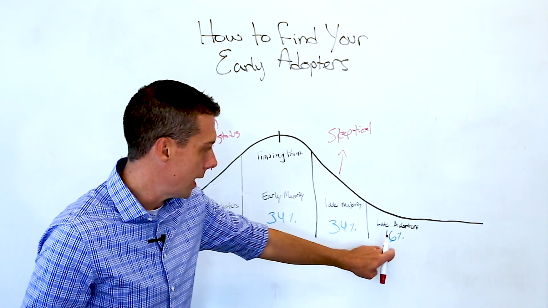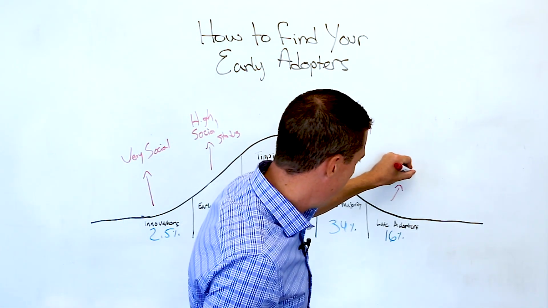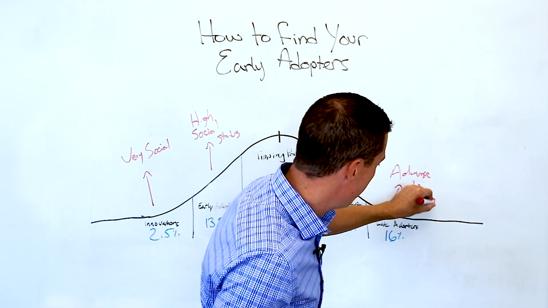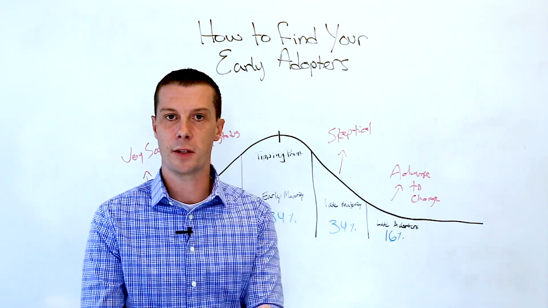The last group here, the late adopters, these are the folks in most cases that I list as being adverse to change. So these are the groups who are saying, you know what, I've been doing it this way for 25 years or for 5 years, and I don't have any intentions of changing it.